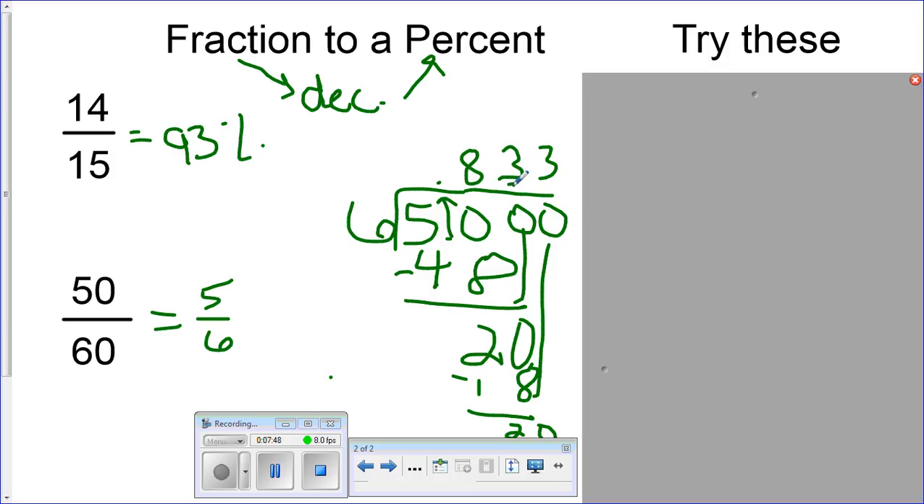So let's round to the nearest hundredth. And this thousandths place, my digit 3, is less than 5. So that means that this 3 in my hundredths place is going to remain the same. 50/60ths is 83%.